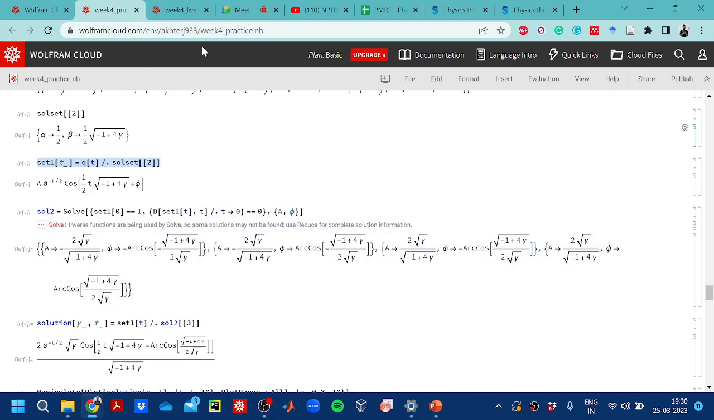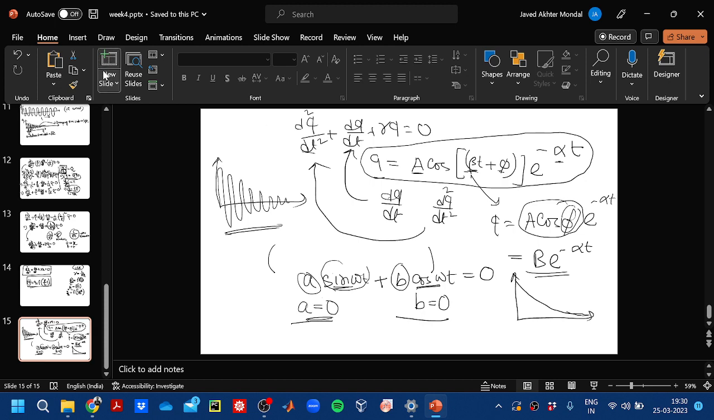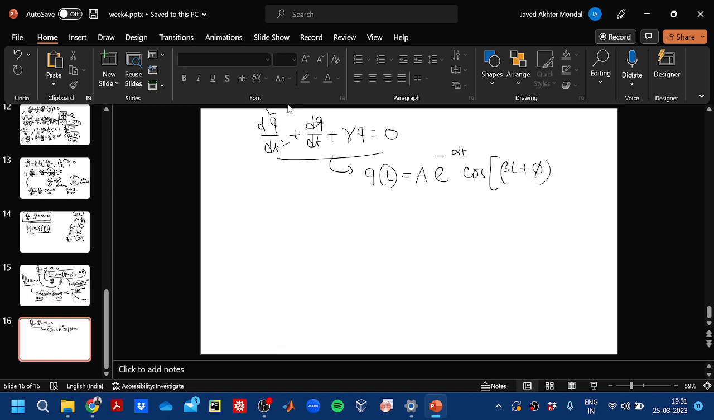Now, since this is a second order differential equation, it will have two initial conditions. What we have done till now: we have this equation d2q dt square plus dq dt plus gamma into q, and from that we have obtained a solution of q to be a e to the power minus alpha t cosine of beta t plus phi, and the values of alpha and beta that we have replaced are for one of the cases of underdamped oscillation.